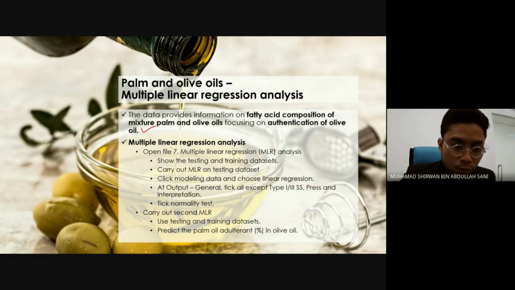So what we need to do is open file number 7 with the title multiple linear regression MLR. And then we need to show the training and testing dataset first. Carry out MLR on the testing dataset. Click modeling data and choose linear regression. At output, generate all except type 1 and type 3 SS, price and interpretation. And then tick normality test. Okay, mari kita buat dulu. And afterward, we will carry out another MLR to make a comparison.